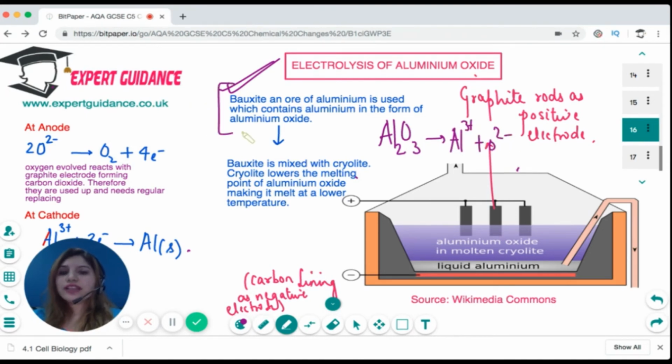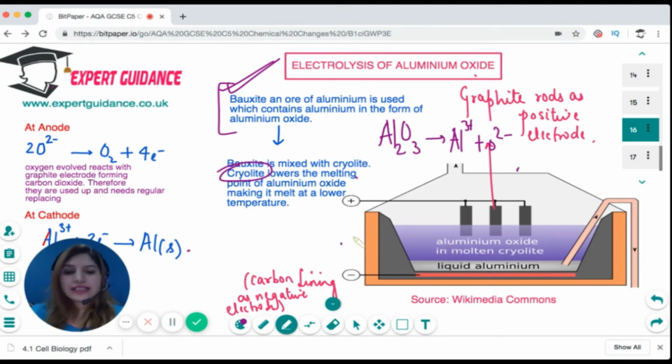For bauxite, you need to remember it has a very high melting point, and giving such a high temperature will be very difficult, because to undergo electrolysis, we need to melt bauxite. So what do we do? We mix it with another ore of aluminium, which is cryolite. When aluminium oxide is mixed with cryolite, it lowers the melting point, so it melts at a lower temperature. So you get the molten aluminium oxide at a lower temperature.